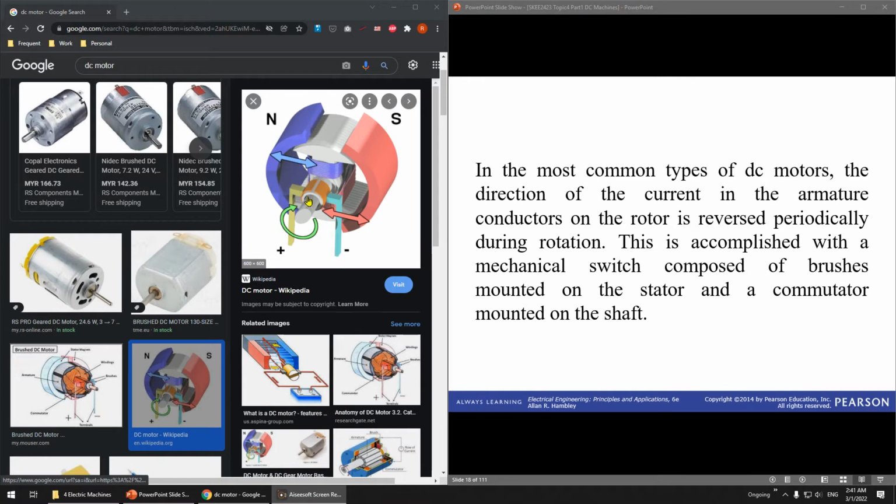So you can see here, this is the commutator, this is the brushes, this is the magnet. The magnet will produce a magnetic field, and this is the winding. The brushes, you can see here, positive and negative. If you keep the supply in the same direction, it just stops, because after this point it will reverse back. So that's why we use a brush. This is the brush, this is the commutator, to flip the direction of the current so it will keep rotating. That is what is meant by this sentence.